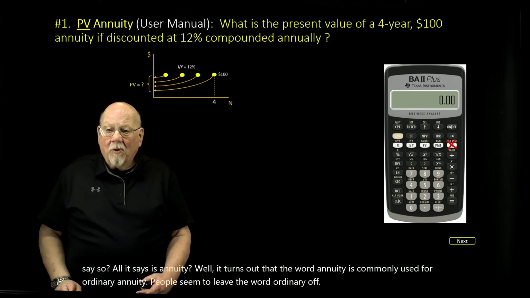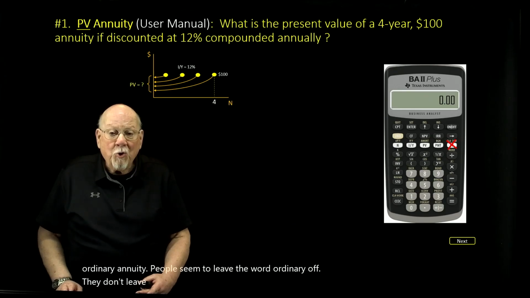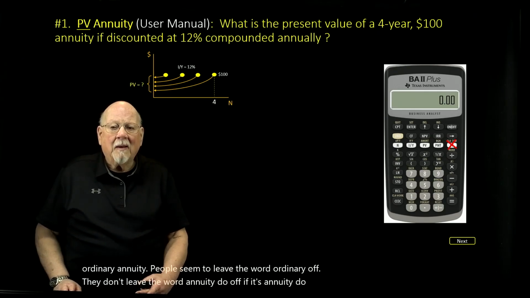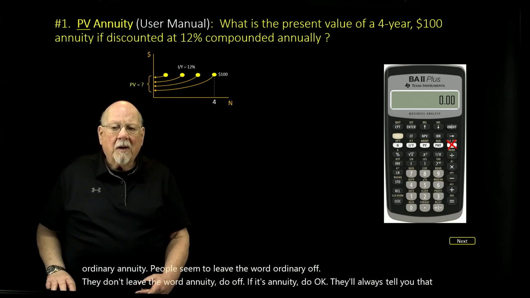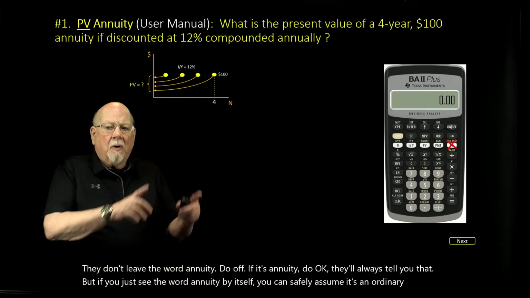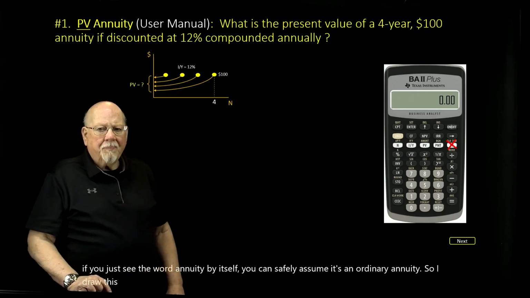They don't leave the word annuity due off if it's an annuity due. Okay, they'll always tell you that. But if you just see the word annuity by itself, you can safely assume it's an ordinary annuity. So I draw this up as an ordinary annuity.